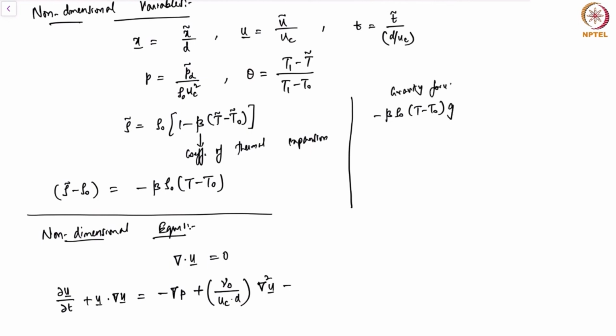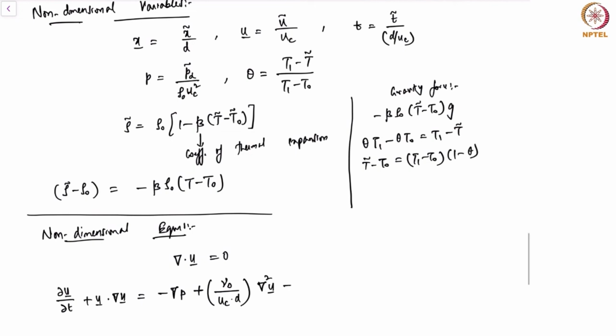Gravity force or body force. This is the term that we have. Now since I know the expression for theta, I can write down theta t1 minus theta t0 will be t1 minus t tilde, and what we are interested in is t tilde minus t naught. So t tilde minus t naught in terms of theta essentially becomes t1 minus t0 of 1 minus theta.